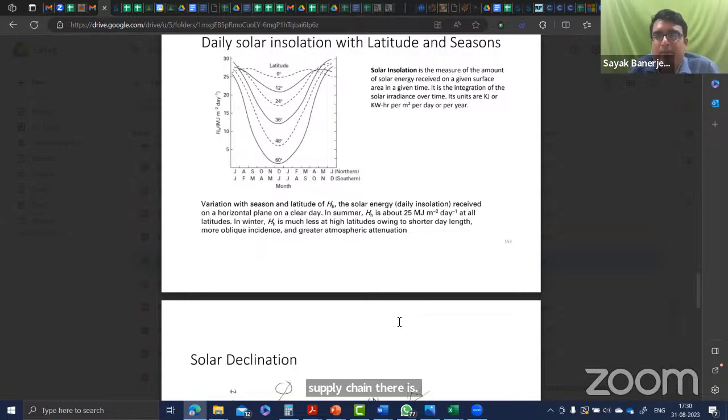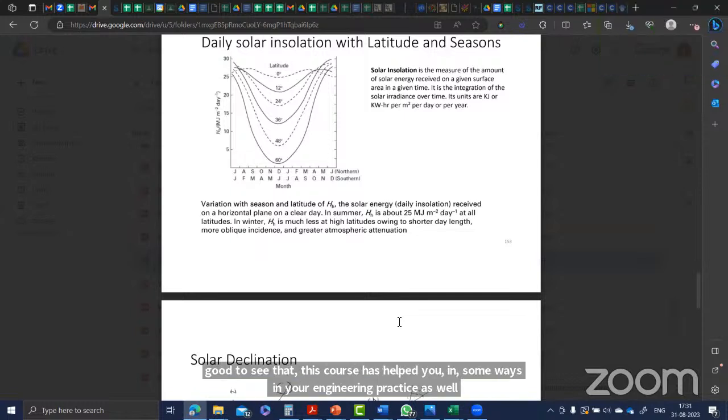But globally, solar has decreased significantly in many parts of the world. So clearly, it's becoming more economical to go for solar than other forms of electrical power production. So good to see that this course has helped you in some ways in your engineering practice as well.